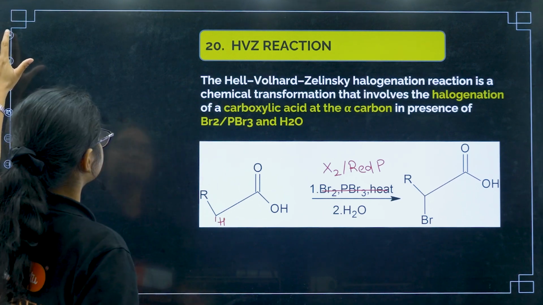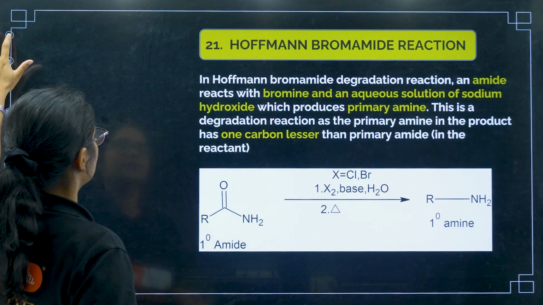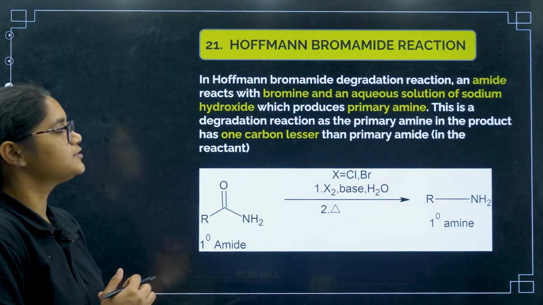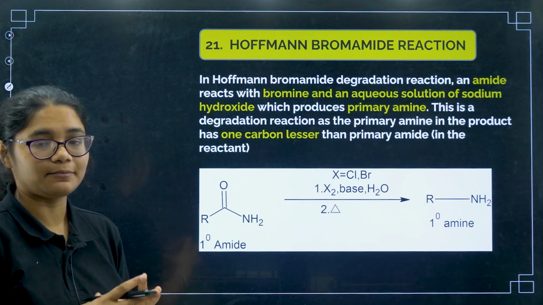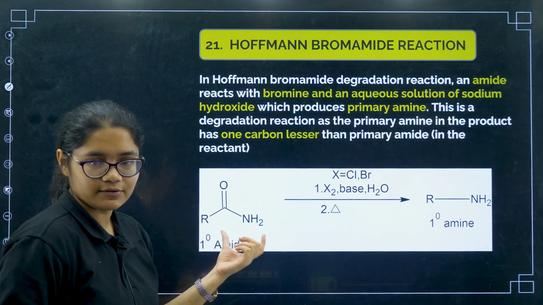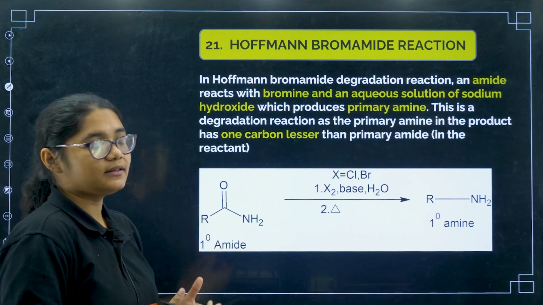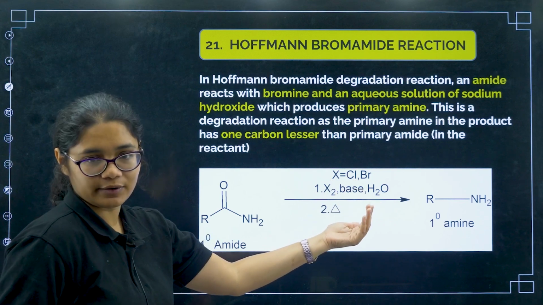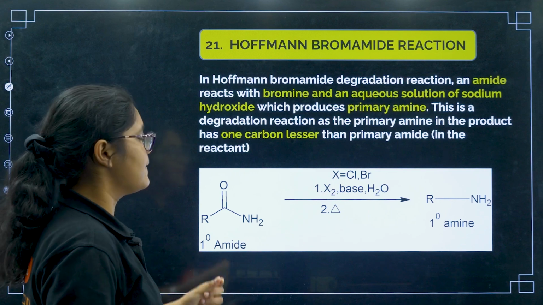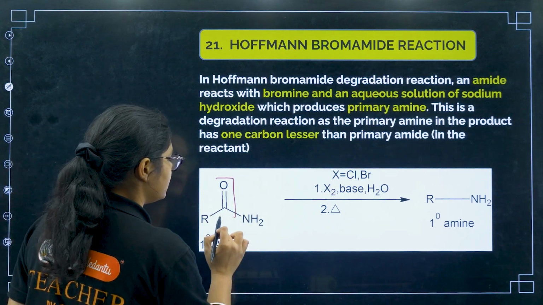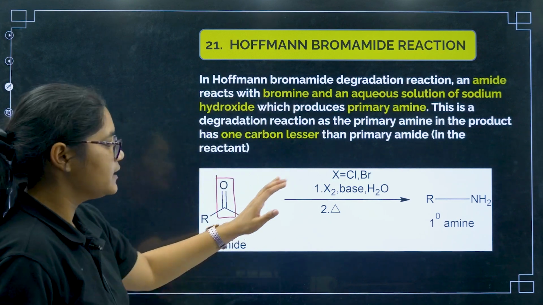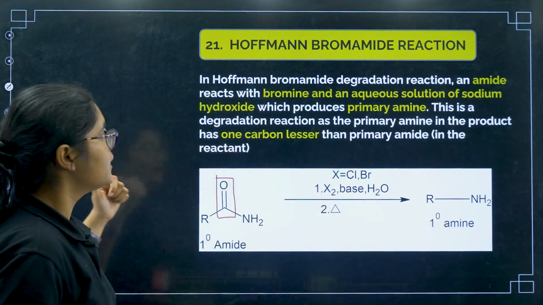Next, Hoffmann bromamide degradation reaction. So this is also starting from H. Here what happens, it is used to synthesize primary amines, but one carbon less. So you have to take any amide, and then if you treat it with bromine and aqueous KOH, or bromine and NaOH or something like that, a base is there, then heat it, then this part will not be there and you will get plain RNH2. So one carbon less amines we can get here.